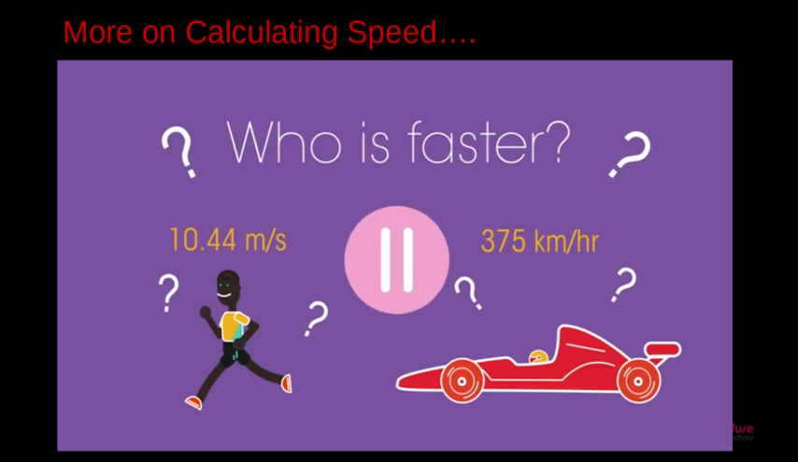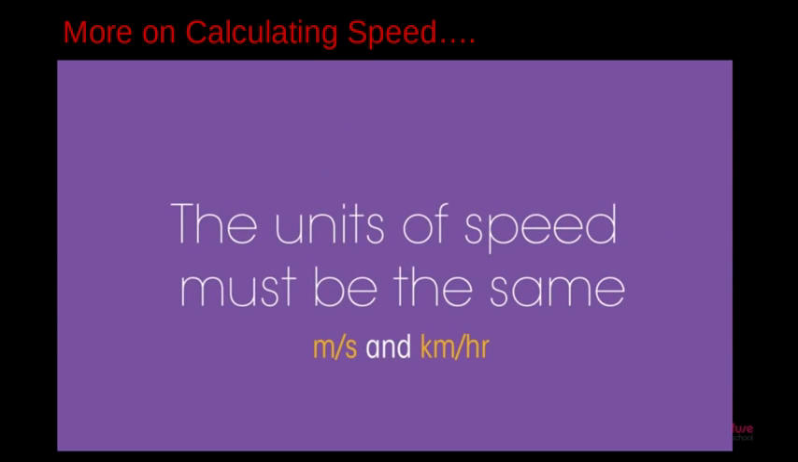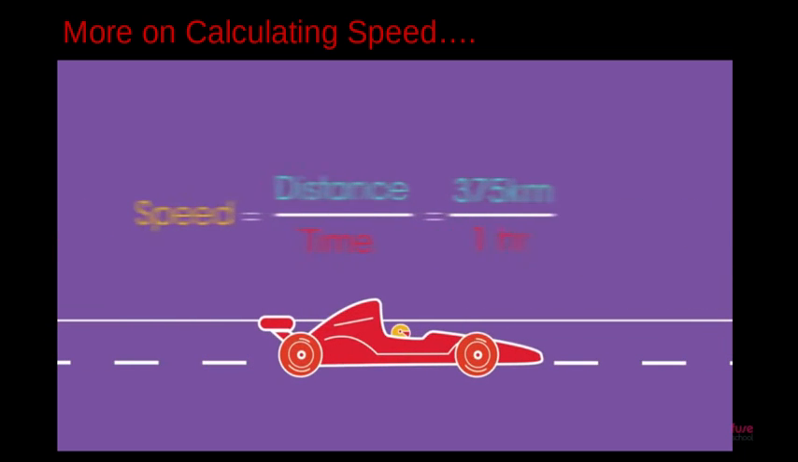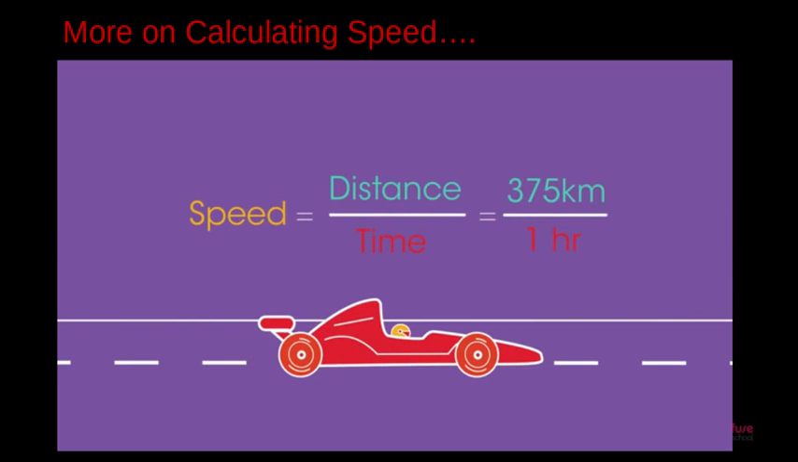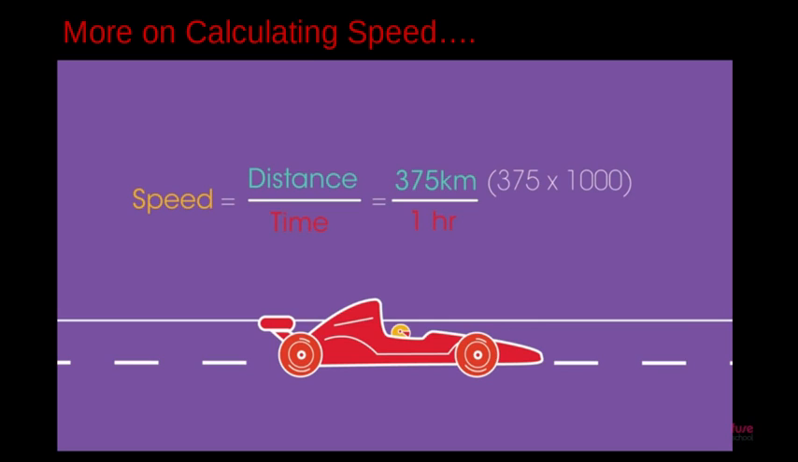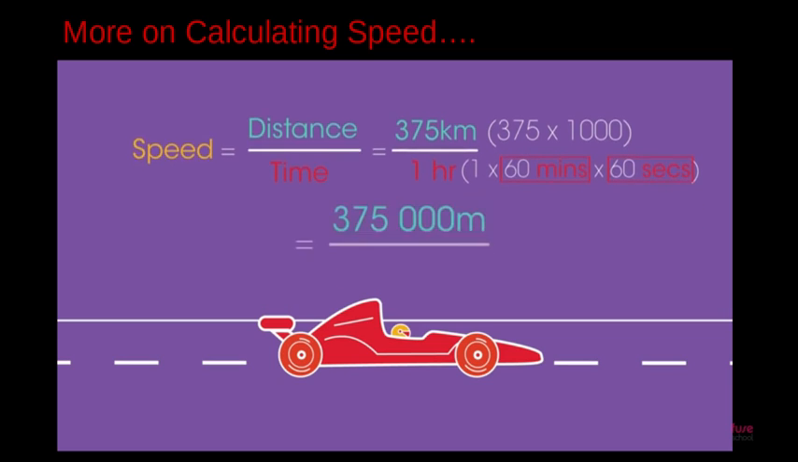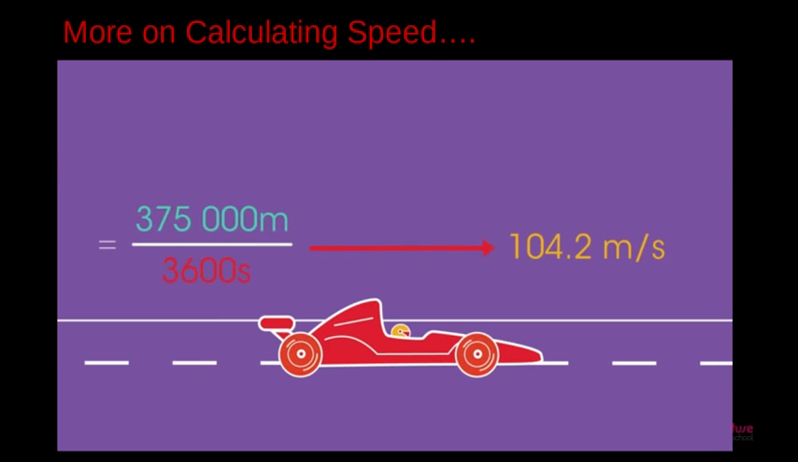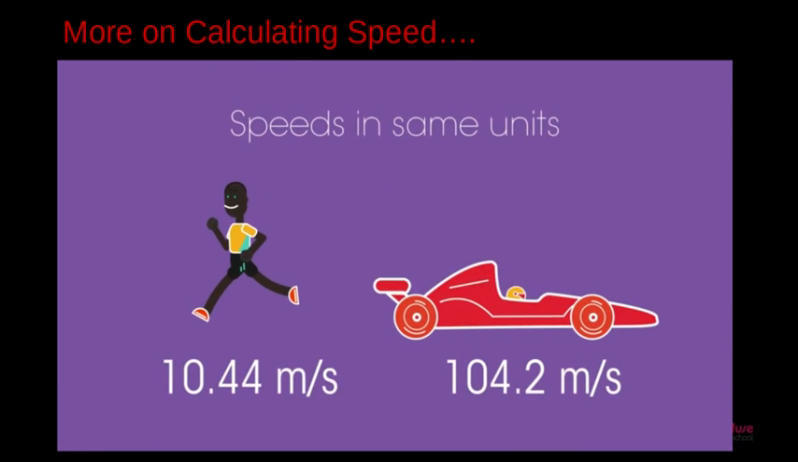To work out which is travelling faster, the units of speed must be the same. So let's convert the Formula 1 speed also into meters per second. Kilometers into meters, multiplied by 1,000. And turn 1 hour into seconds by multiplying by 60 for minutes and then 60 again for seconds. So 375,000 meters divided by 3,600 seconds gives us 104.2 meters per second. Now we have our speeds in the same units, it's easy to see that the Formula 1 car is much, much faster.